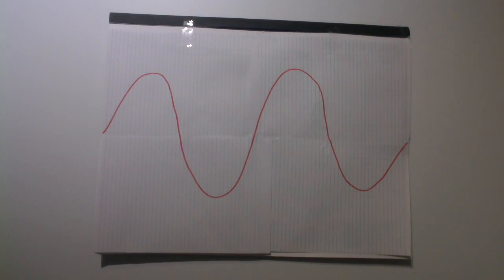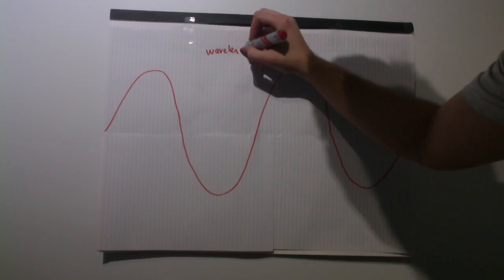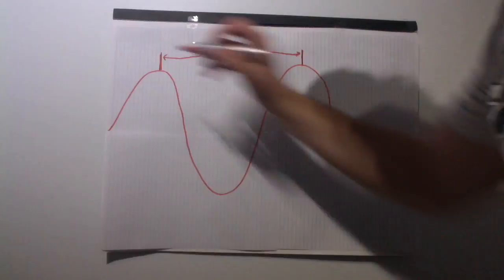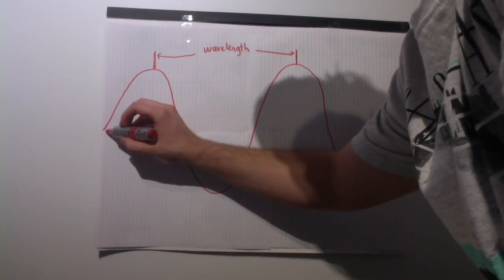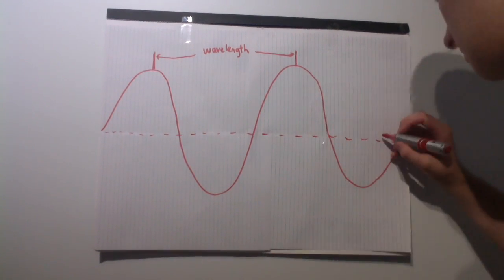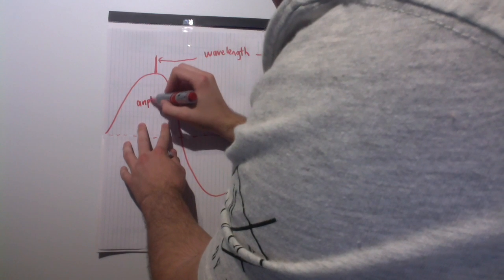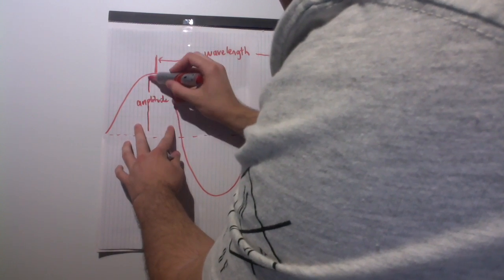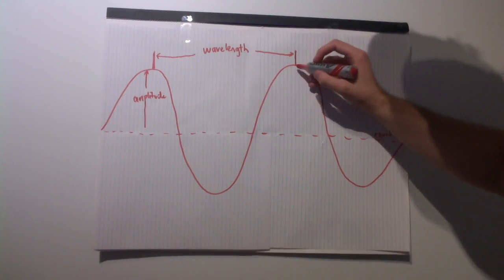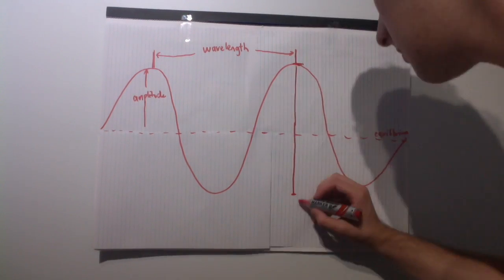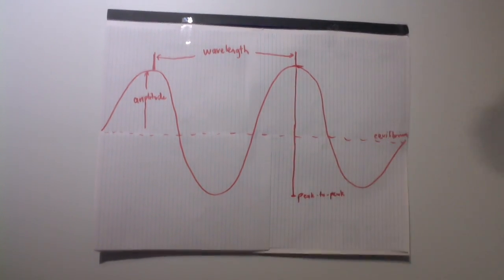First off, we have the wavelength, which is the distance between two consecutive peaks or troughs. The equilibrium is the point where voltage equals zero, as the wave has balanced out. The amplitude is the peak voltage and is the maximum voltage of an AC sine wave. This here is the peak-to-peak voltage, which measures from the highest peak to the lowest.